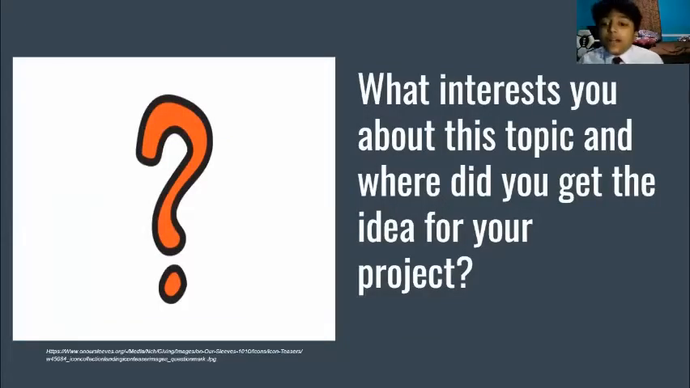What interests you about this topic, and where did you get the idea for your project? There are many things that interest me about this topic, one being disproving a myth, exploring the brain and how each side works, as well as trying to prove whether my hypothesis is true or not.